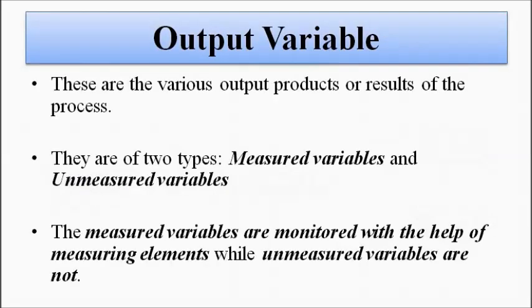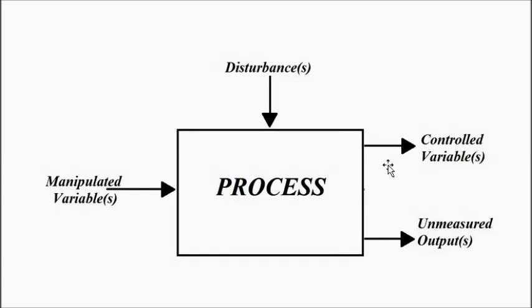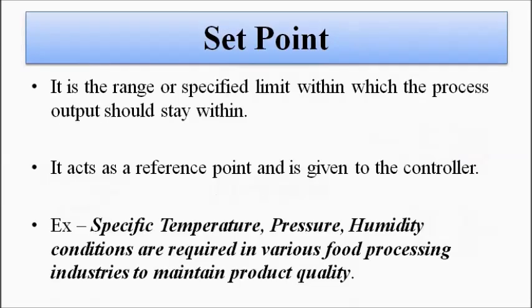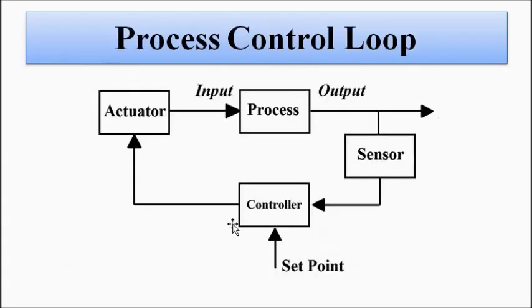Then we have the output variable. The output variable which we want to control or which we desire to control is the control variable, and the byproducts which are a result of the process are the unmeasured output. Then we have the set point. The set point is the desired value of the output which we want. As I said, it is the output which we want, that is defined by the set point. So it acts as a reference for the controller to keep the output within a specified range. Now let us understand this with the help of a simple example.